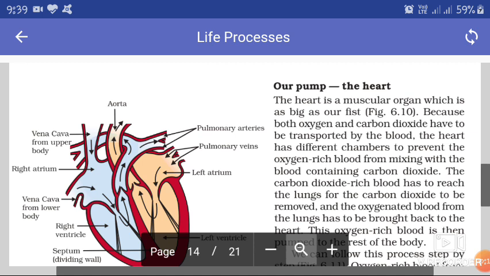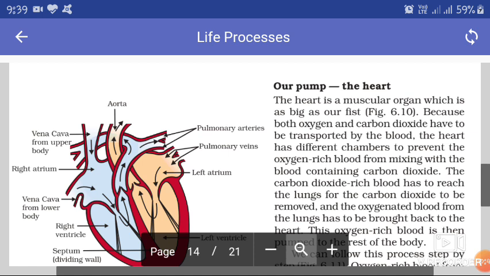And the topic is the heart, our pump. The heart is a muscular organ about as big as our fist because both oxygen and carbon dioxide have to be transported by the blood. The heart has different chambers to prevent the oxygen-rich blood from mixing with the blood containing carbon dioxide.